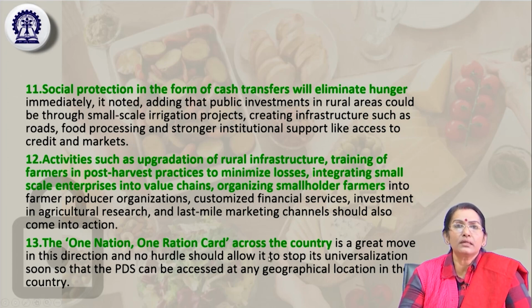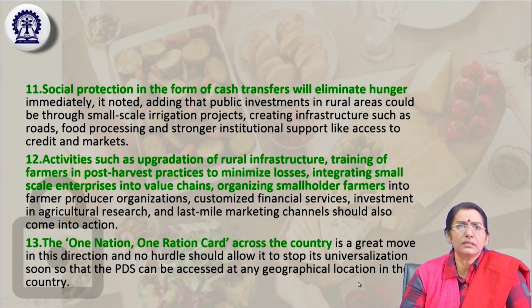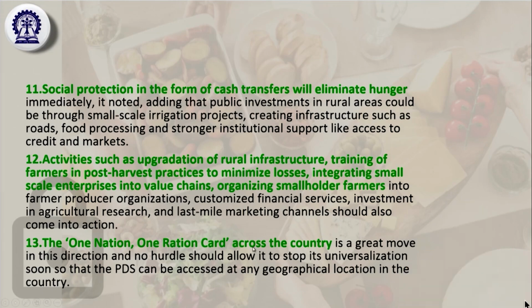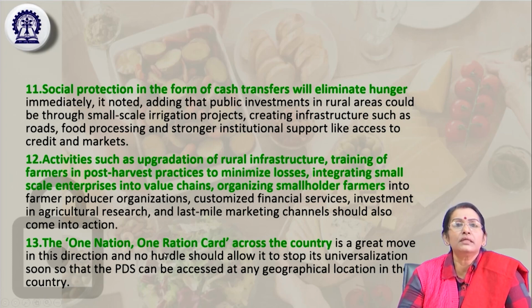So one nation, one ration card across the country, that is to make it uniform. That is universalization of these policies, irrespective of geographical differences and discrimination. So how can we make a uniform policy through one nation, one ration card, like in our country the Aadhaar card, which has become the key passport to all kinds of government facilities and public facilities. So that is one nation, one ration card across the country. That would be a great move towards making our policies uniform for our own country.